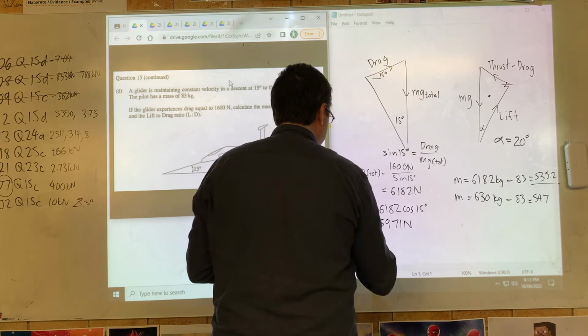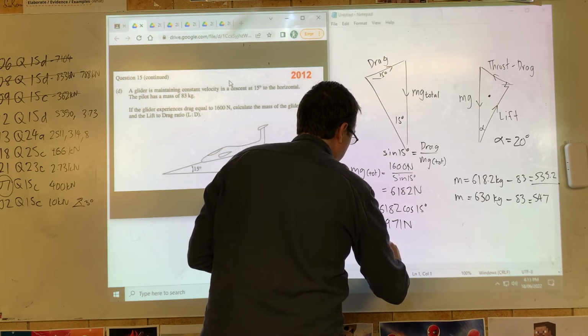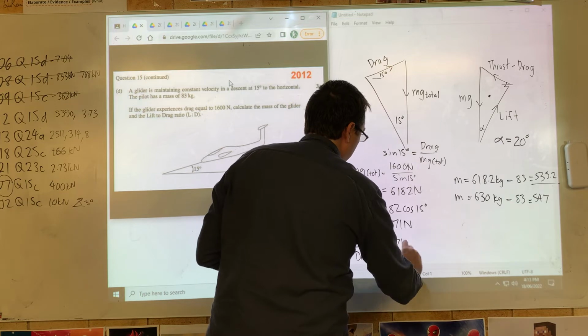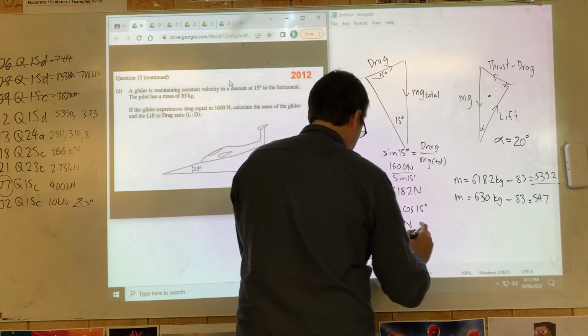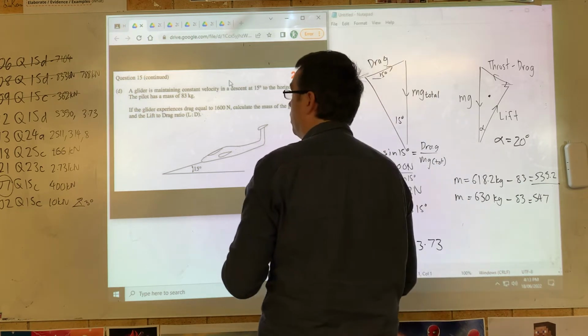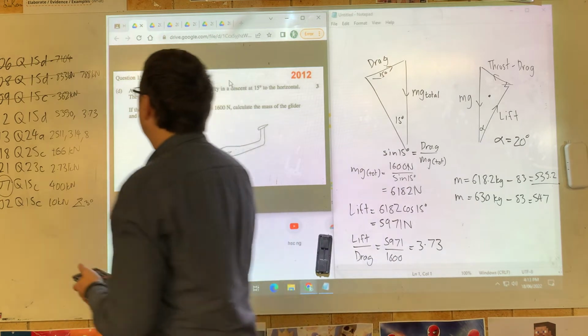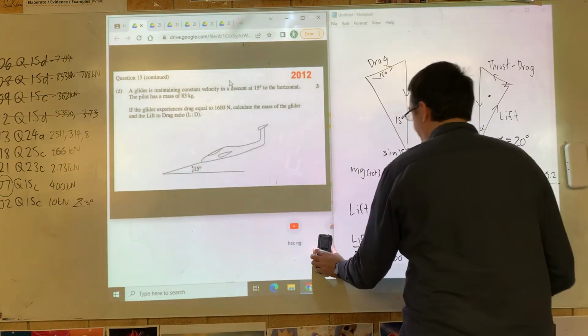If we want a lift to drag ratio, so lift divided by drag equals 5971 divided by 1600 equals 3.73, and that is our lift to drag ratio, and that's what we had on our answers there. Okay, we can go into the next one.